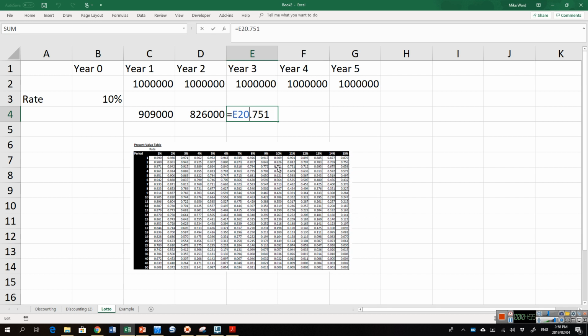So that should have been times in here, and still got it wrong. It's got to be, sorry, that times 0.751. And if we were just to copy this to the right, and I just change these numbers over here, because it's going to be 0.683 over here, 0.683. And in the last one, it's going to be 10%. It's going to be 0.621, like that.